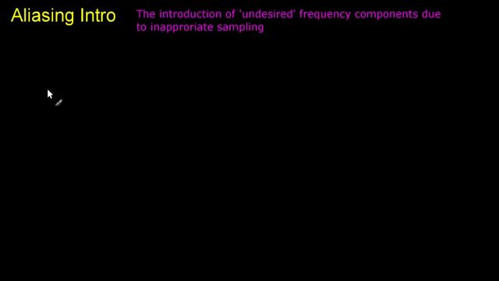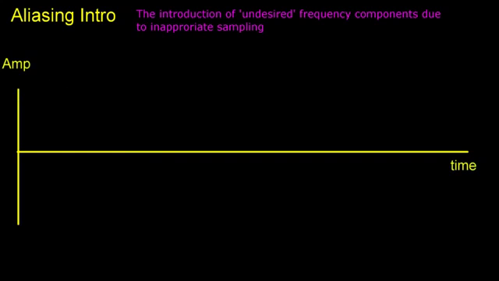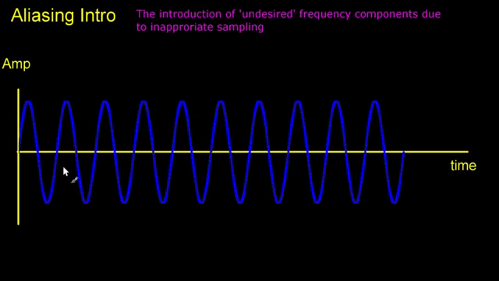Now, if you can appreciate that, in the next part of this video in which I deal with the sinusoid, you'll be able to appreciate how aliasing is introduced into more complex signals because, as I said, all signals are made up of sinusoids. So here I have a sinusoid.